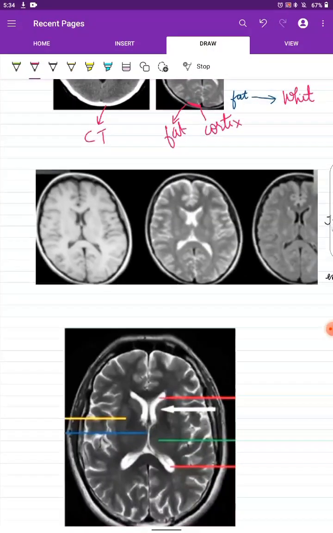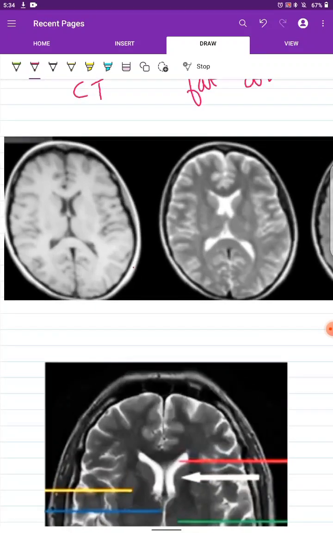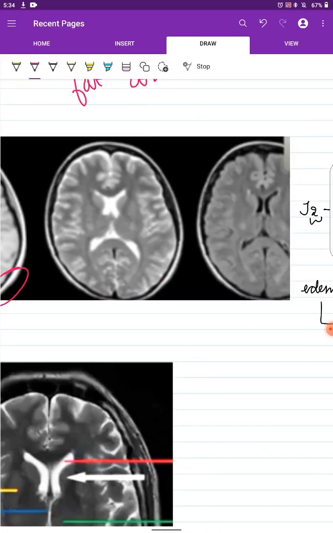Now third image, what is this? As I told, this is white. Whatever is white is nothing but CT. This is simple. Now coming to this, here the bone is black, this fat is white. Same, fat is white, bone is black. So both of these are MRI.